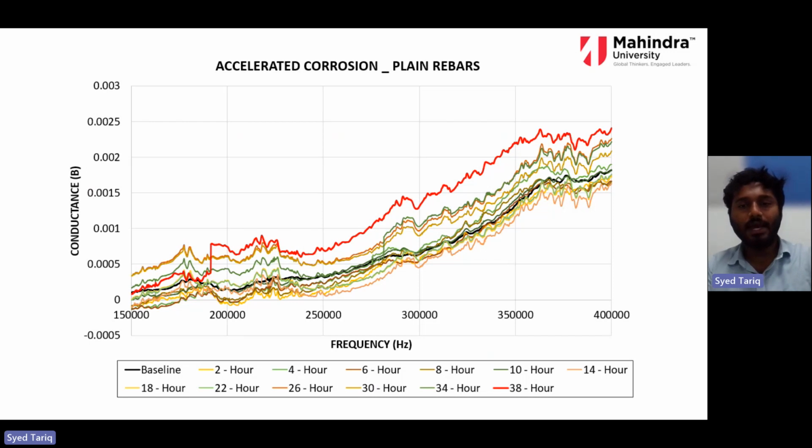You can see the dark black one is the baseline healthy state signal, and the 38th hour signal is the red one. You can see there is a shift in peaks, and there is some excitation in the signals. This indicates that there is a loss of stiffness, or we can say the stiffness present in the healthy state has been reduced.